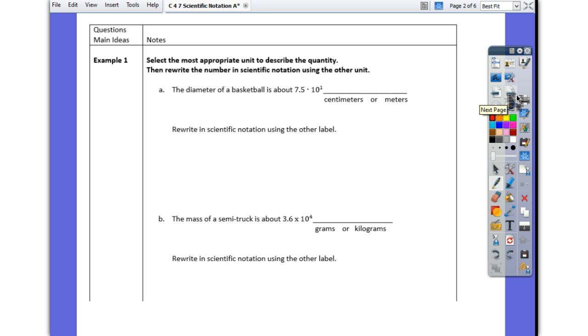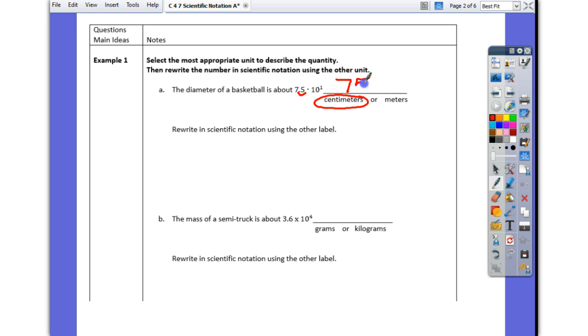Now, this is just like the beginning, when we did the multiplying and dividing. You have to pick the right unit. If I read this, the diameter of a basketball is about 7.5 times 10 to the 1 centimeters or meters? Centimeters, because we're not going to look at meters when we measure the diameter of a basketball. Let's convert that to centimeters. How many centimeters is that? 75, because it's to the first power, so we move it to the right once.